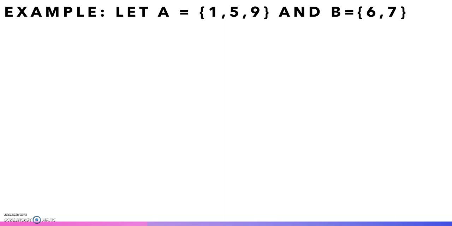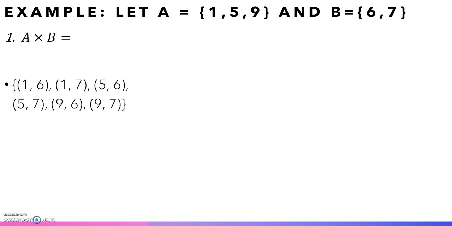Example, we're going to let A equal {1, 5, 9} and B equal {6, 7}. A cross B. Remember, we're going to write them as ordered pairs. Each element of A matches up with each element of B. Our ordered pairs: (1, 6), (1, 7), (5, 6), (5, 7), (9, 6), (9, 7). The number of elements in A cross B: there are 3 elements in set A, 2 elements in set B. 3 times 2 is 6.